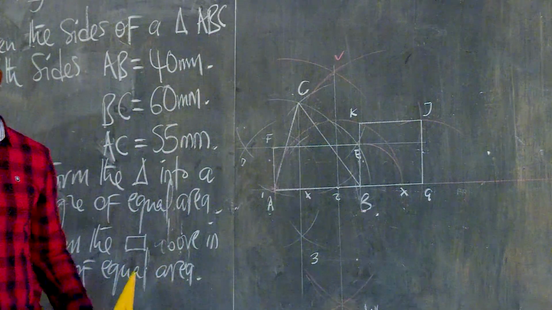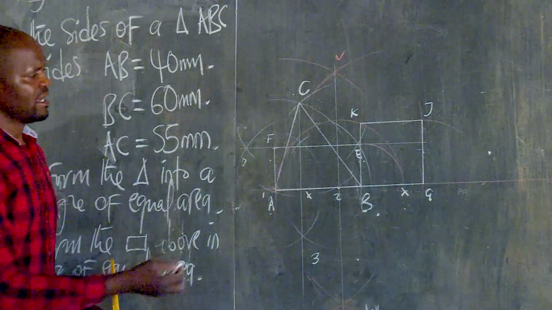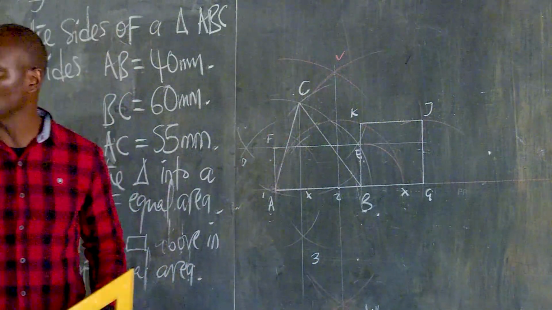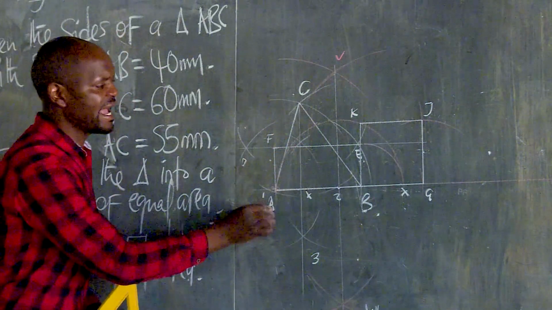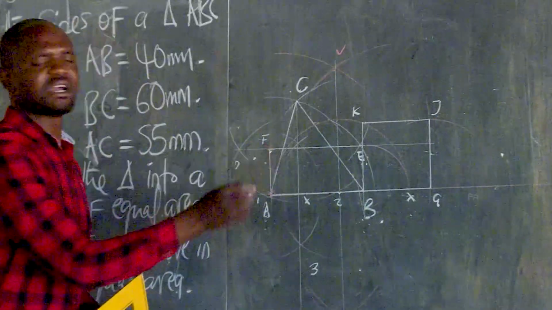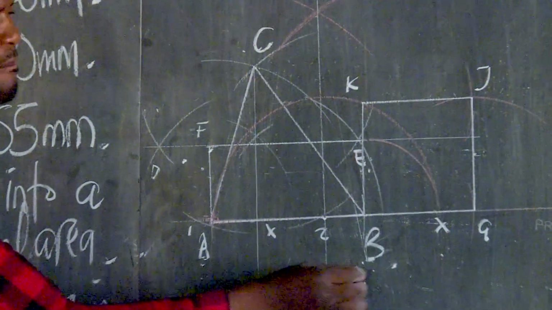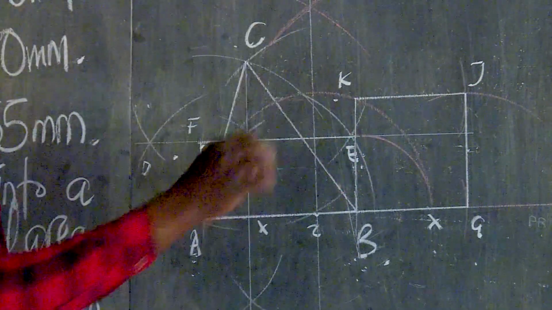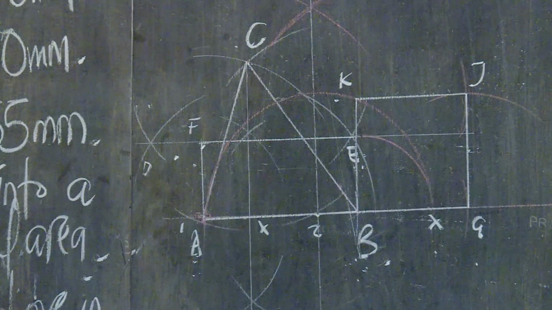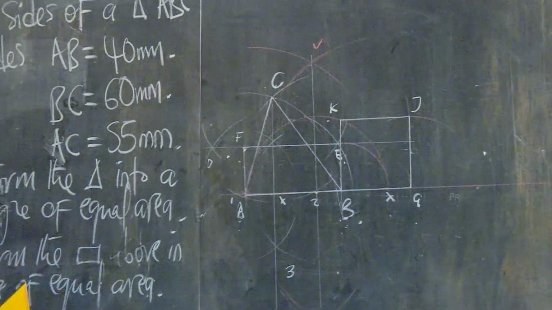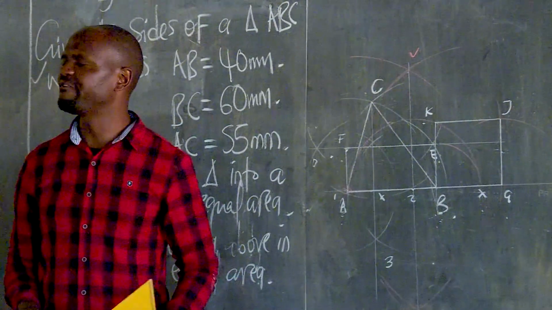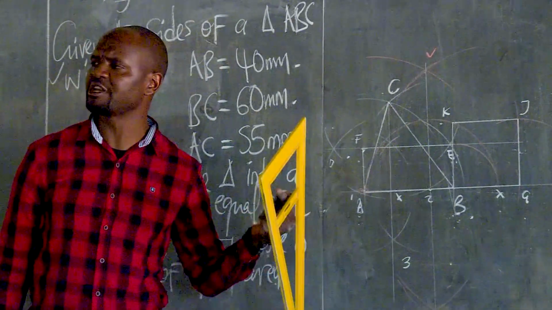Are we together? Yes, sir. So this is telling us to say the triangle ABC is equal to the rectangle ABEF. And the rectangle ABEF is equal to a square BGJK. Yes, sir. Are we together? Yes, sir. So if you want to prove to say these three figures are equal, you need to use the formula for finding the area of each figure.